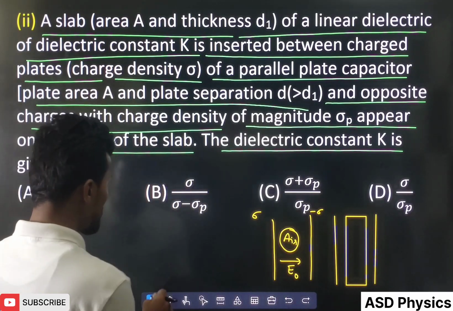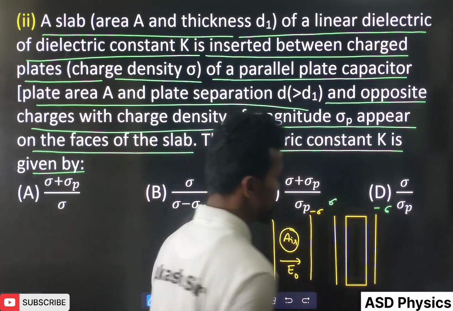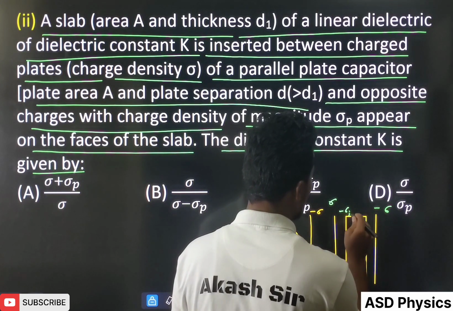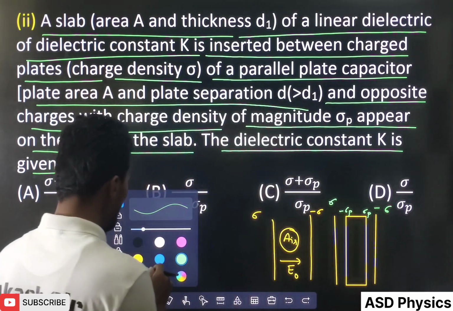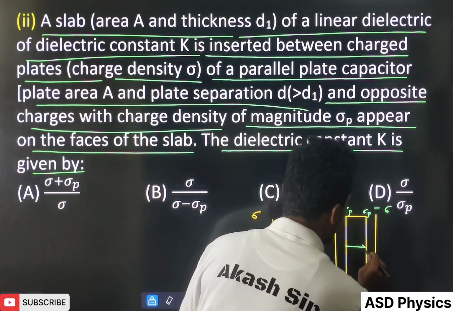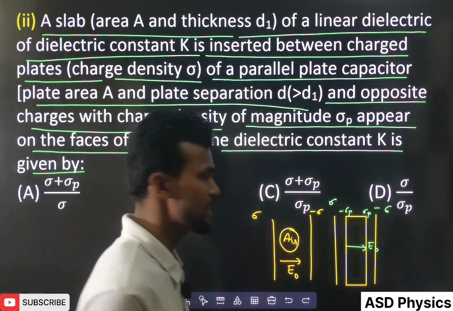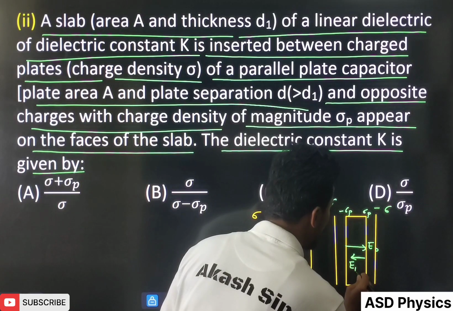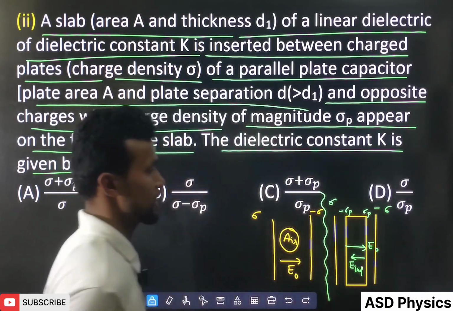Now students, in the second situation, what is happening? Let's take this as sigma, this as minus sigma, with a linear dielectric. Here one charge will induce minus sigma P and the other charge will induce plus sigma P. Because of that, as you know very well, the electric field due to the charge on the plates is E naught, but because of this induced charge, there will be an electric field in the opposite direction, called E induced. These are the two separate diagrams.